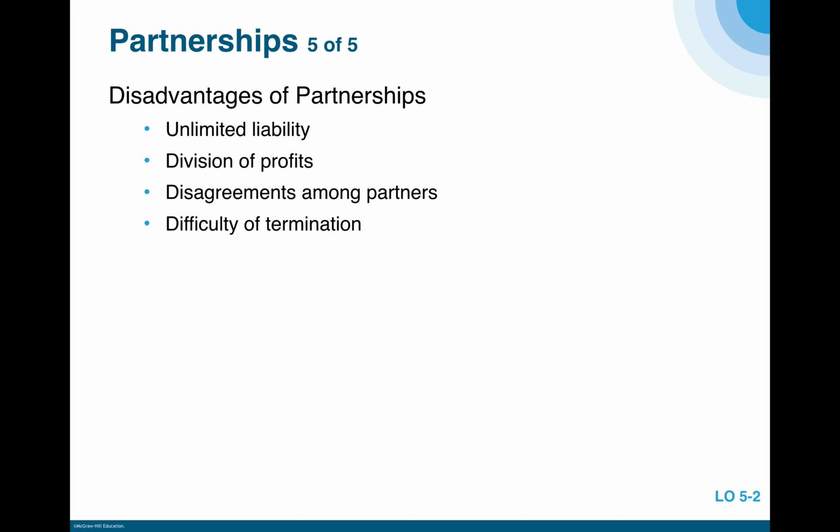Some of the disadvantages: once again, you have unlimited liability along with your partner. If it's a 50-50 partnership, you're still on the hook for the business. Then there's division of profits. Like I said, if it's 50-50, however much is coming in, you're only getting half of it. And then disagreements among partners. That's the biggest thing you see in partnerships: somebody might want the business to go one way and the other person wants it to go the other way, and then it ends up being a really bad situation.